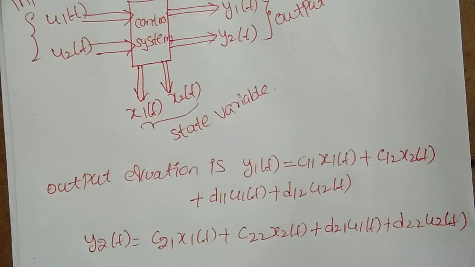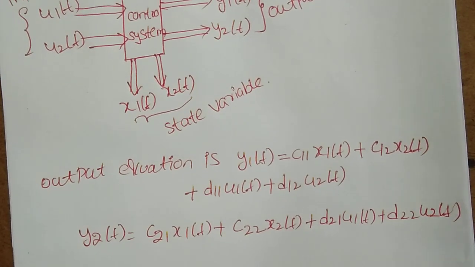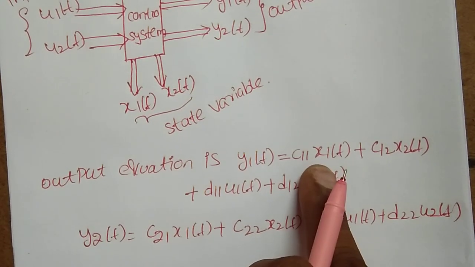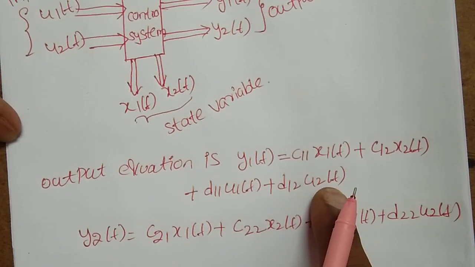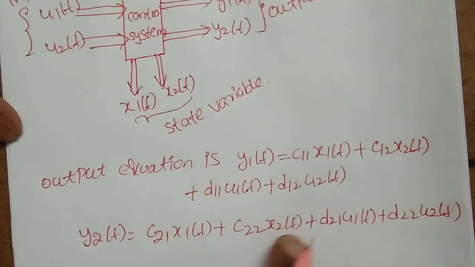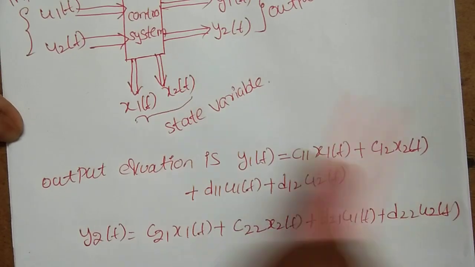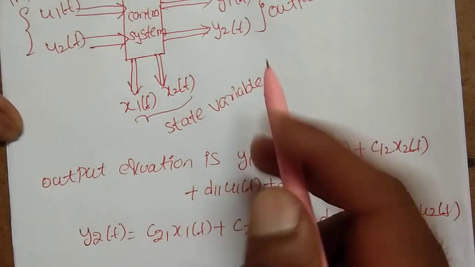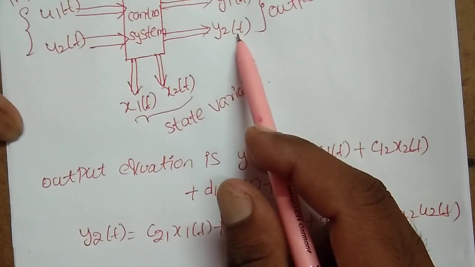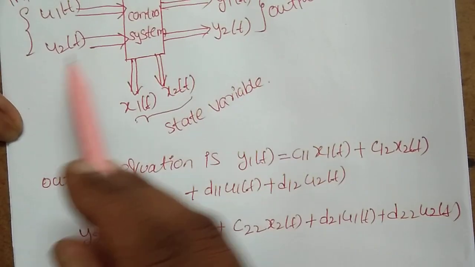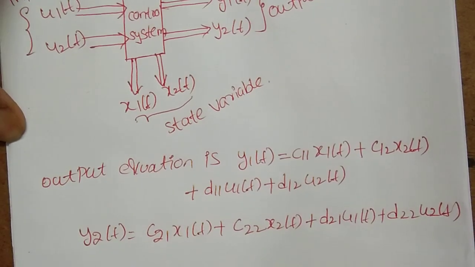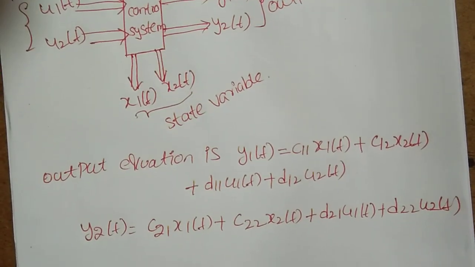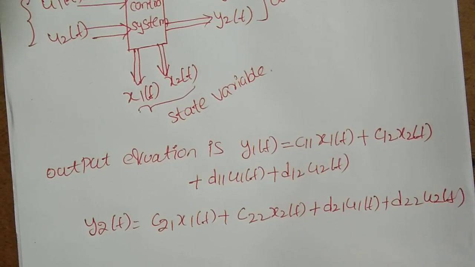The output equation y1 of t is in terms of x1 of t, x2 of t and the inputs u1 of t and u2 of t. Here x1 of t, x2 of t are the state variables, and u1 of t, u2 of t are the input variables. The output variables y1 of t, y2 of t are in terms of the input variables and state variables. This is the output equations of the two input state model.